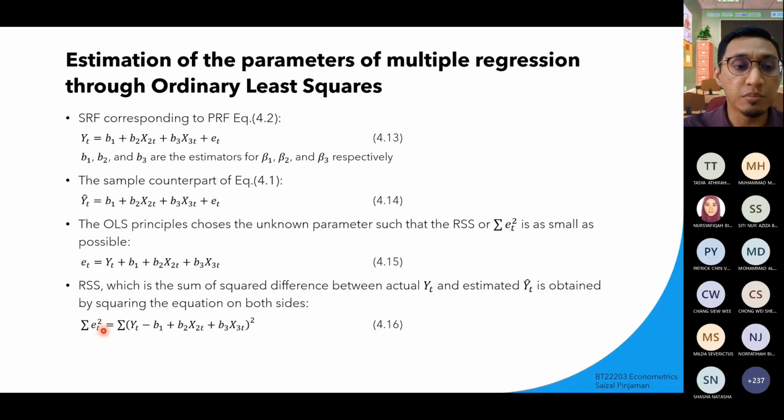And the residual sum of squares is equal to the sum of the squared values of y minus b1 plus b2. Sorry, this is supposed to be minus as well. I believe I have made a typo here. This is supposed to be y minus b1 minus b2 x2 minus b3 x3. Same goes for equation 4.16: y minus b1 minus b2 x2 minus b3 x3. Okay, sorry for that. Later I will make that correction.